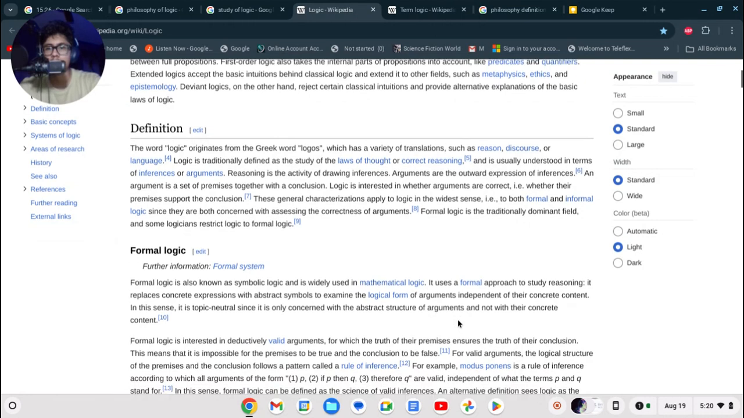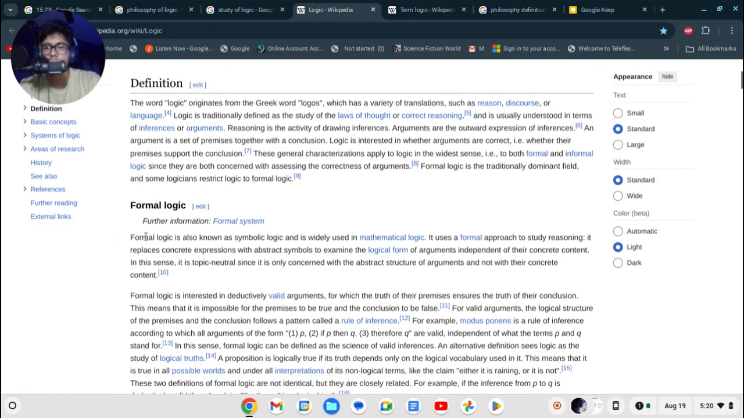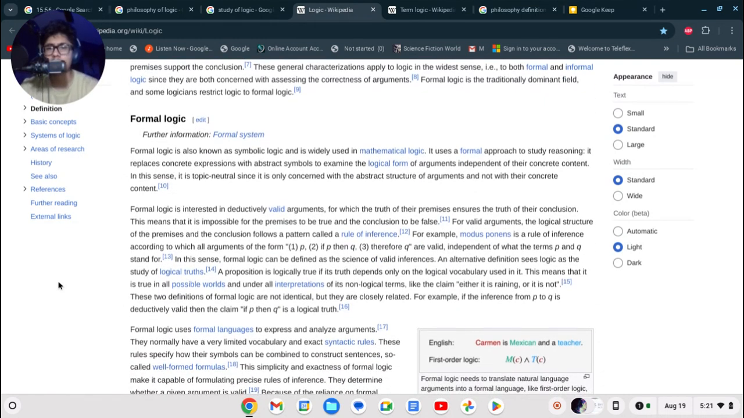Appreciate it, guys. Formal logic. Formal logic is also known as symbolic logic and is widely used in mathematical logic. It uses a formal approach to study reasoning. It replaces concrete expressions with abstract symbols to examine the logical form of arguments independent of their concrete content. In this sense it is topic neutral, since it is only concerned with the abstract structure of arguments and not with their concrete content.